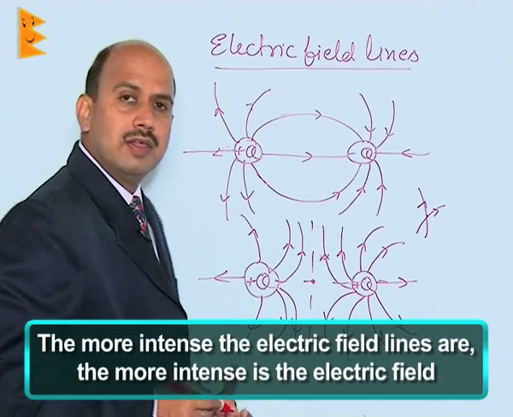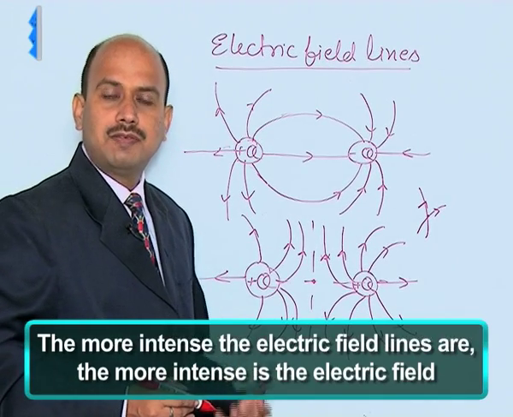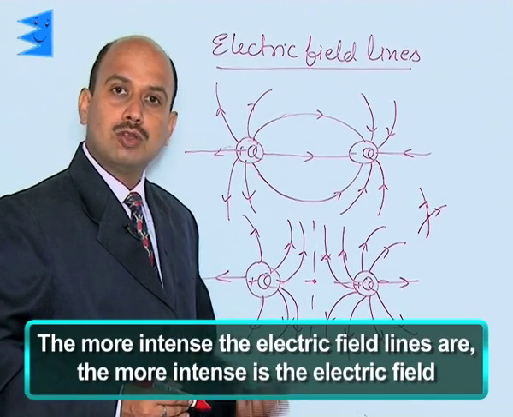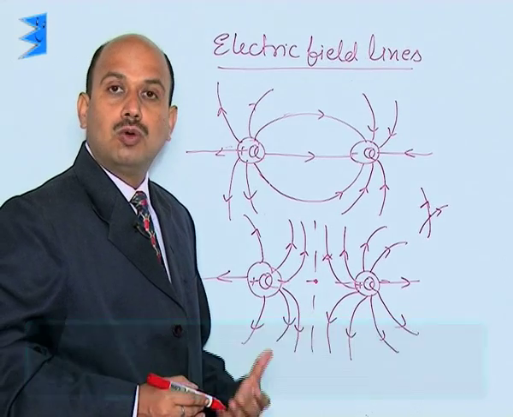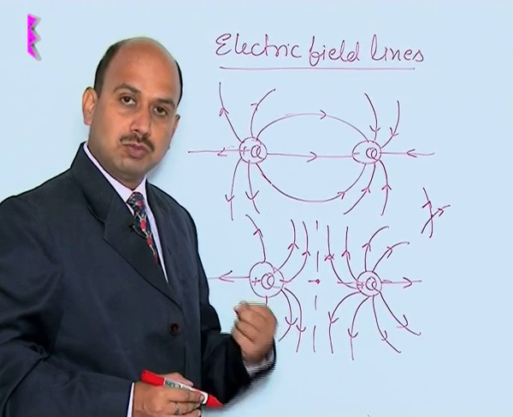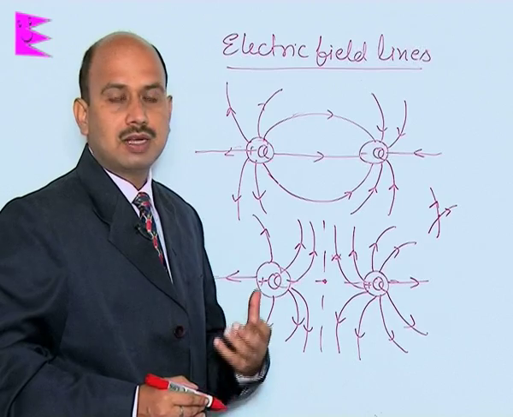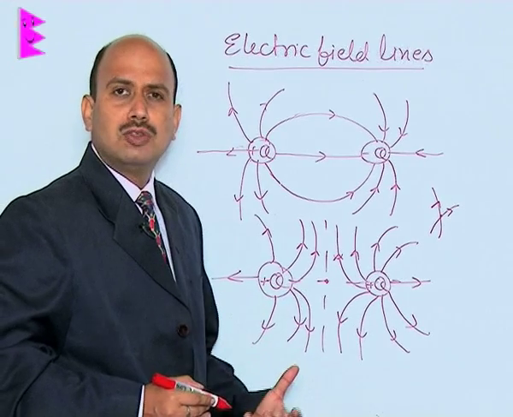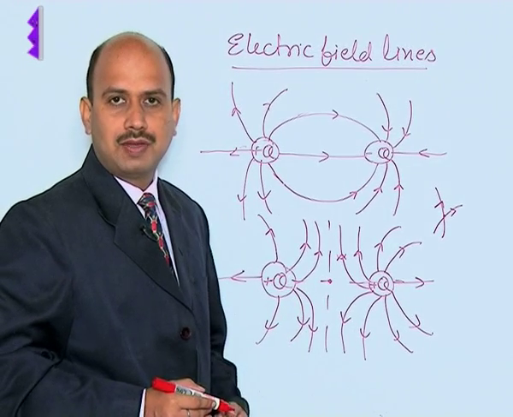And also see here, the relative closeness of the electric field lines tells the relative strength of the electric field. So suppose the electric field lines are much closer at any point, it means the electric field is stronger. So these are some properties of electric field lines.